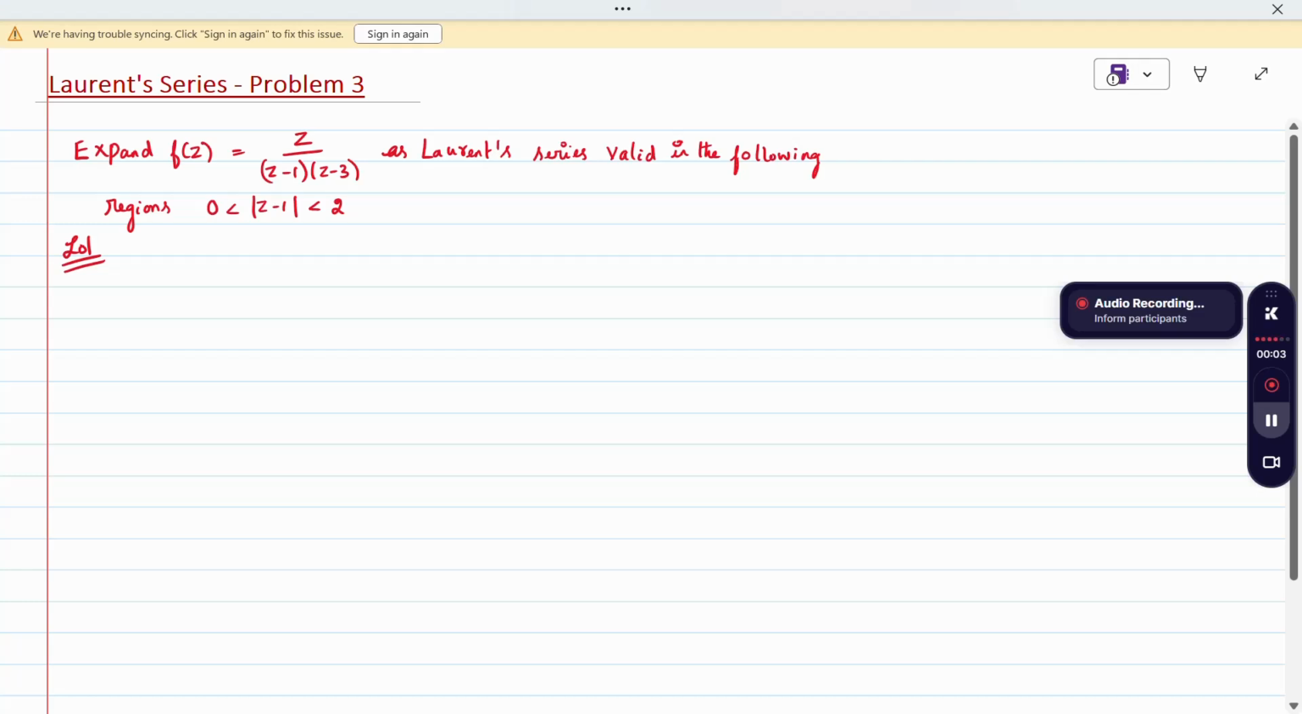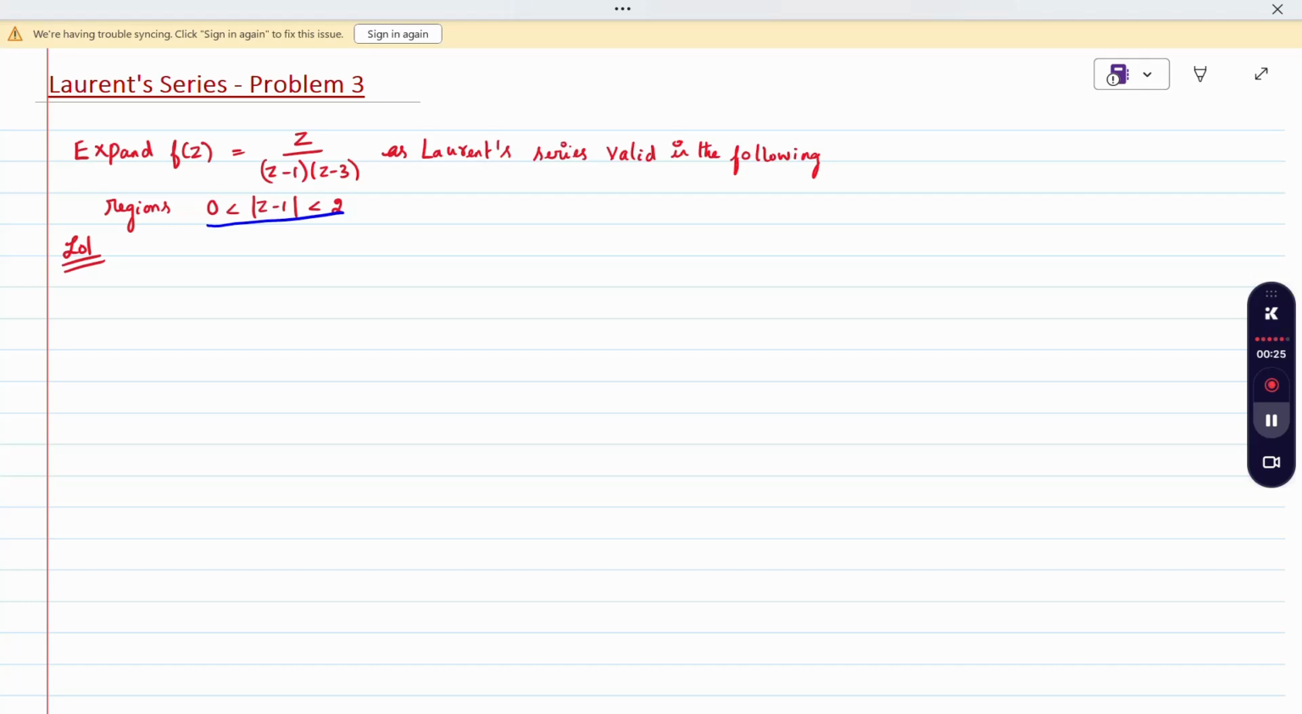Hi all, today's topic is Laurent series for problem 3. f(z) is nothing but z divided by (z minus 1)(z minus 3). Here a different condition is given. Until now, in the previous video, we have seen only the modulus of z. But now it is given in terms of z minus 1. What do we have to do in this case?